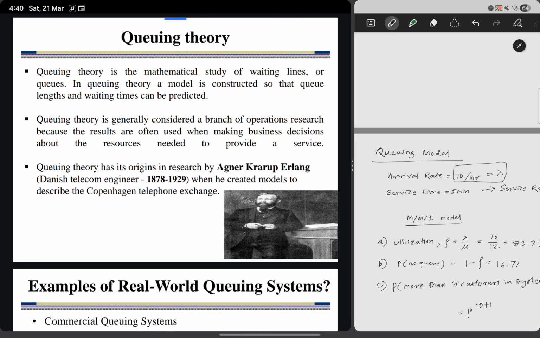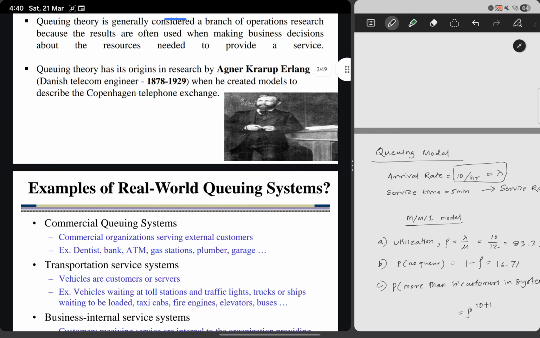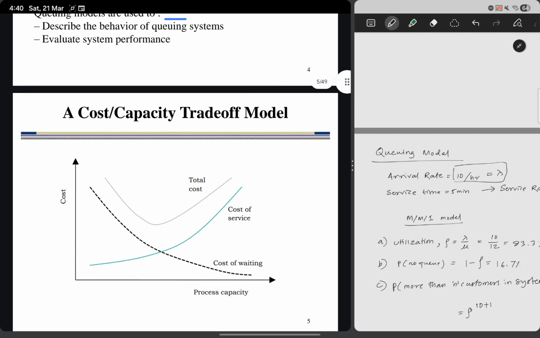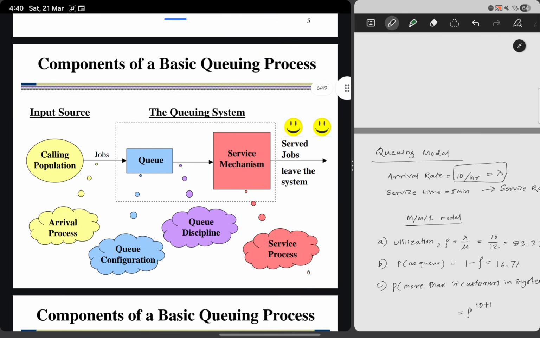And what's the utilization ratio of the servers? So I'll just take you through briefly, and then we'll solve a question, and that's it.